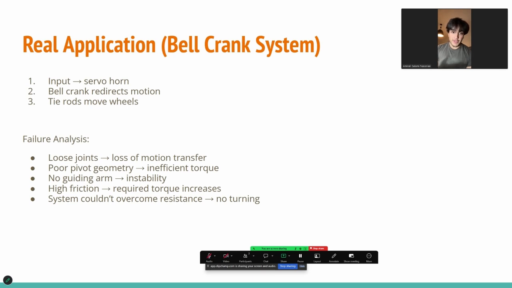For real applications, bell crank mechanisms are widely used in real engineering systems, including automotive steering systems, which I explained already, aircraft control linkages, and suspension systems. In real applications, engineers carefully design the lever arm lengths, the pivot positions, and the material strength to ensure the forces are properly transmitted and motion is efficient. Our system demonstrates the same principles but highlights the importance of proper force and torque calculations. Without either, the system will fail.